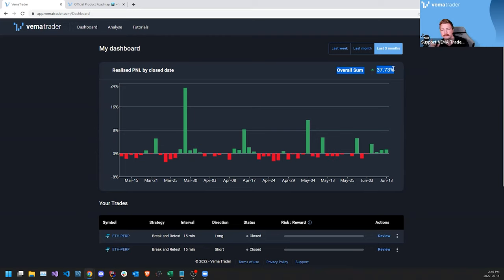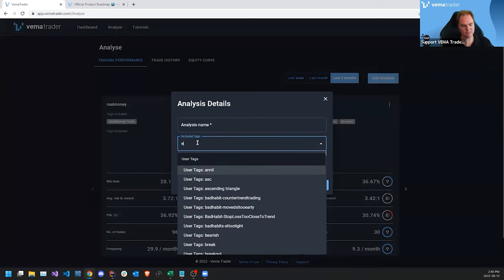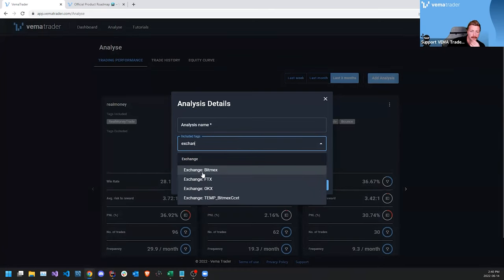You would be able to do that in the analyze screen though, because you can analyze by exchange. So you could literally just search OKX as the exchange, and then it would only show OKX trades. And that was something I was thinking with the temporary BitMEX.